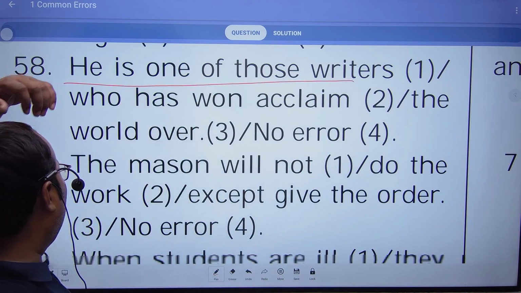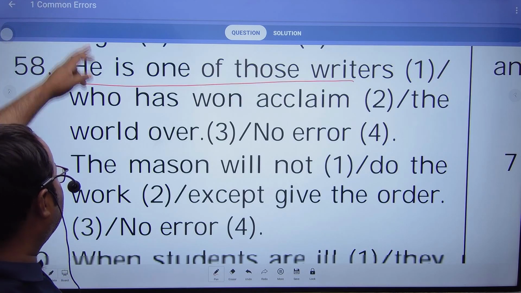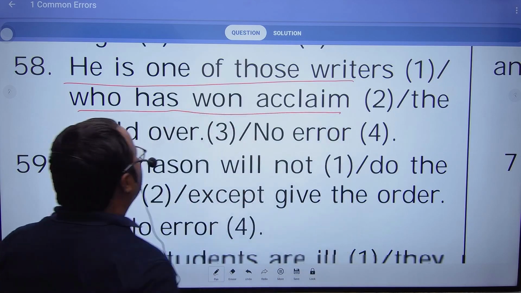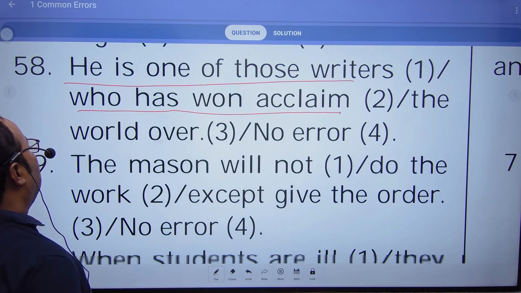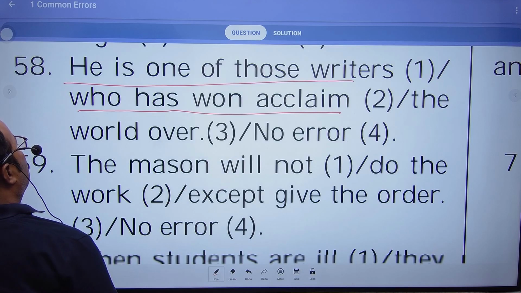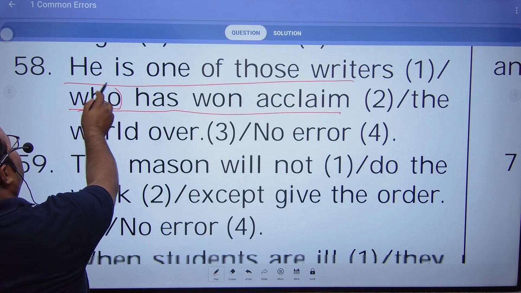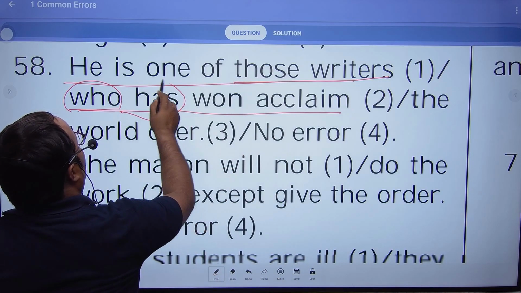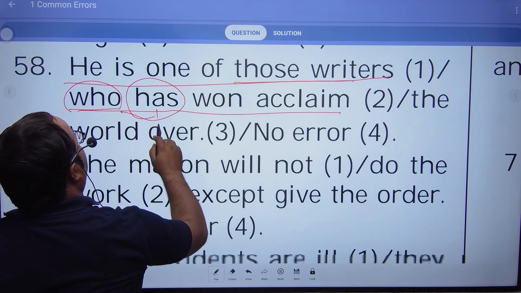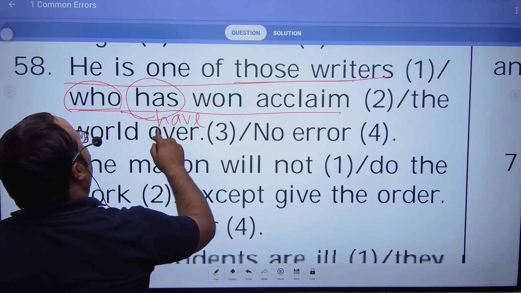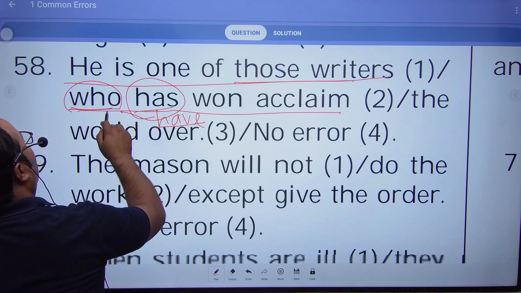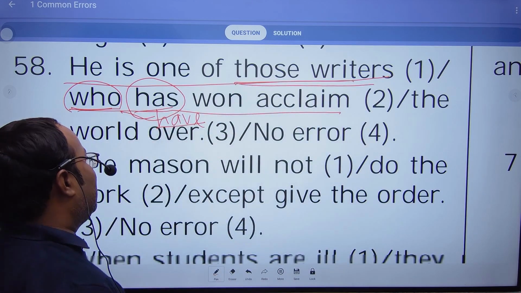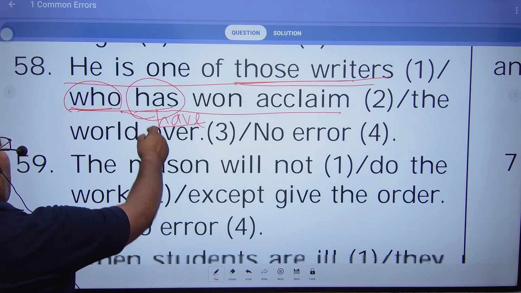वह उन लेखकों में से एक लेखक है who have won acclaim, जिन्होंने प्रशंसा जीती है the world over, पूरे संसार में. So who का एंटीसीडेंट यदि प्लूरल है तो इसके बाद आने वाला जो हेल्पिंग वर्ब है वह भी प्लूरल होगा, तो हैव का प्रयोग होगा. क्यों? क्योंकि हु का एंटीसीडेंट पूर्ववर्ती क्या है, दोज राइटर्स प्लूरल है, तो हैव मस्ट बी यूज.